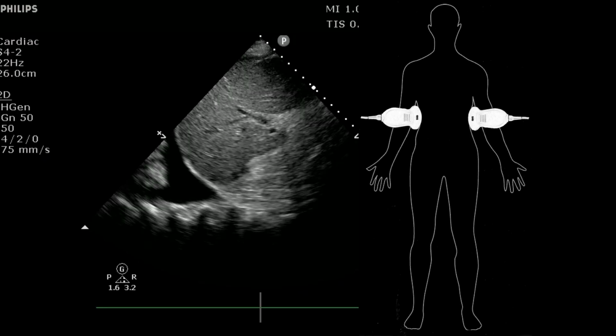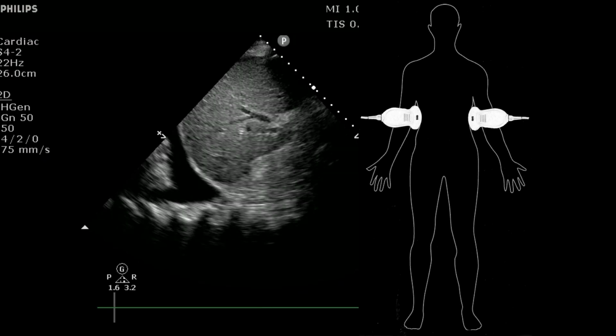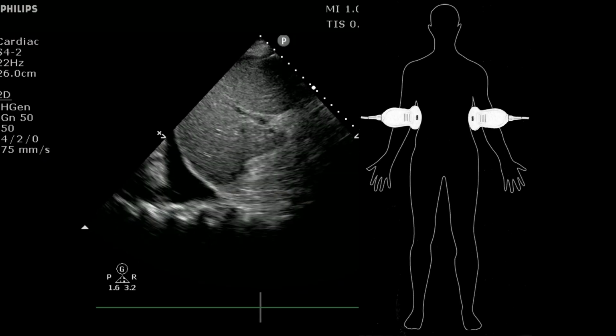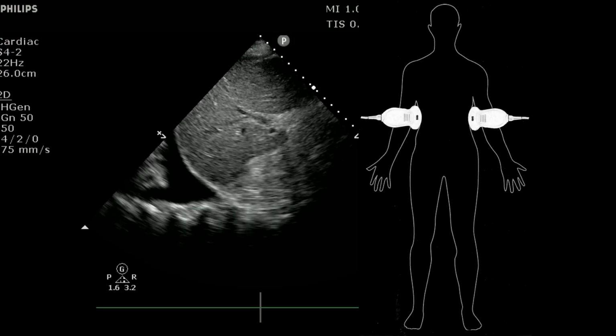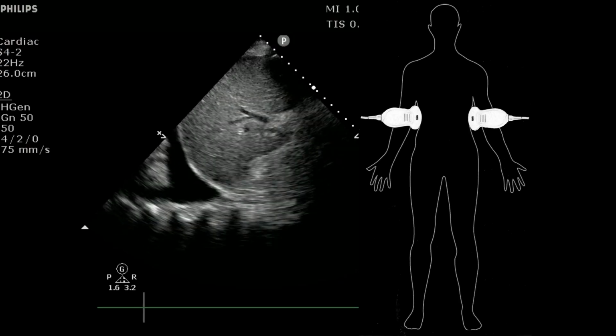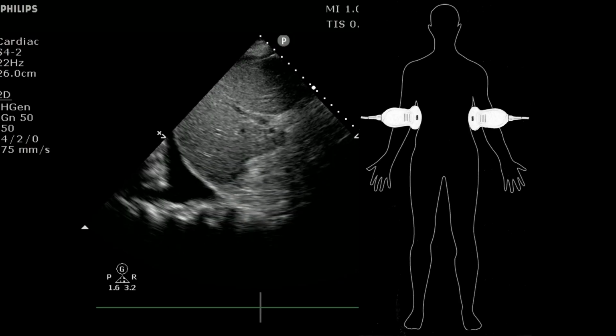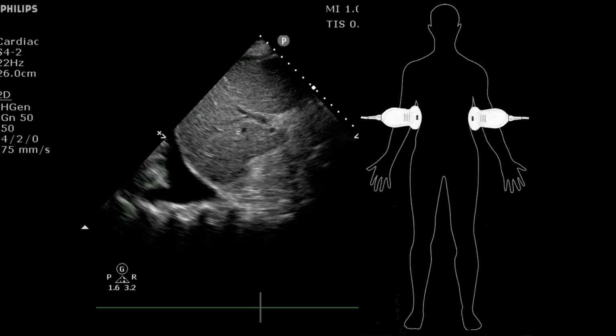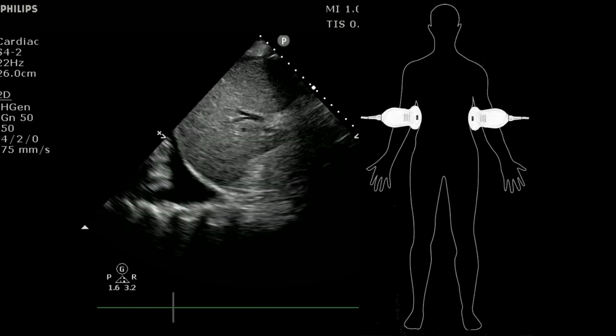This brings us full circle back to where we started with the right upper quadrant and the left upper quadrant views. We talked about that last week, but last week's focus was looking for fluid below the diaphragm. This week, what we want to talk about is looking for fluid above the diaphragm.